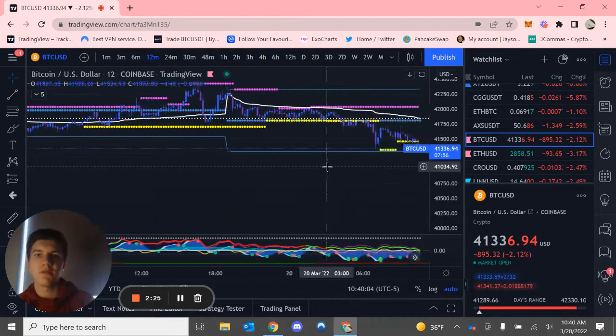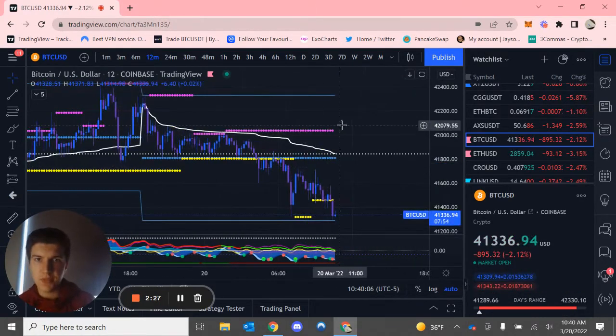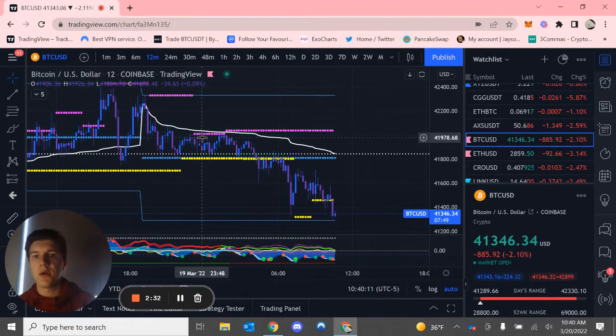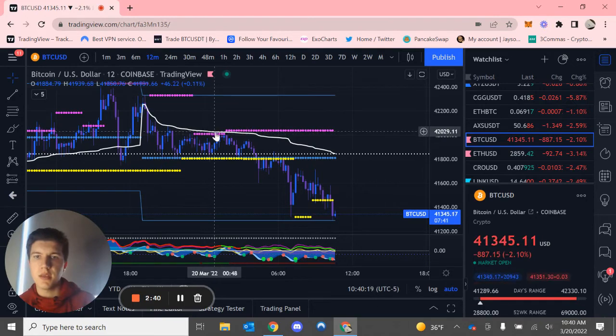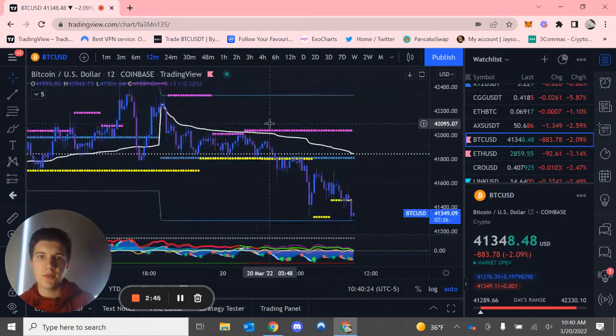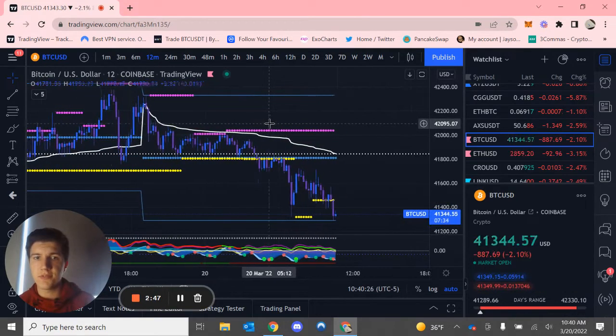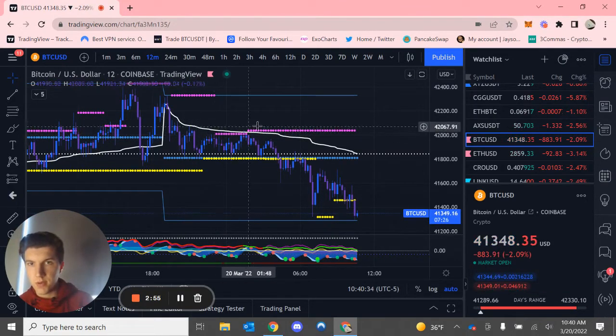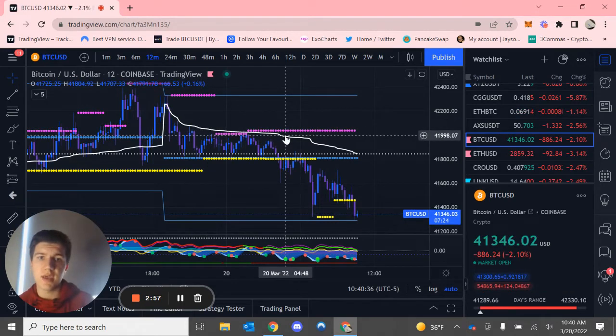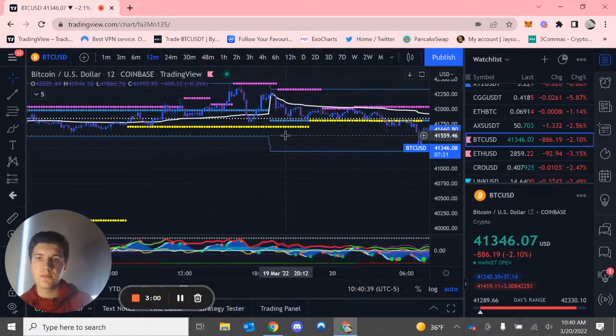And speaking of resistances, the pink and purple lines you see are basically resistances of that range that Market Cipher SR will map out for you. As you can see right here, we just rejected off of that along with a VWAP. So that was acting as a strong resistance. Again, you want to look for confluence with the VWAP and the local support and resistances that Market Cipher SR maps out for you.